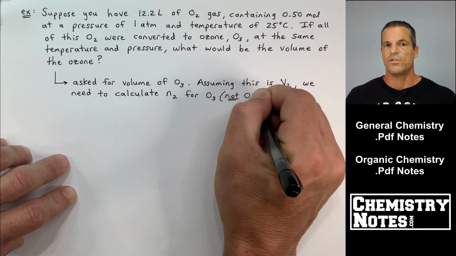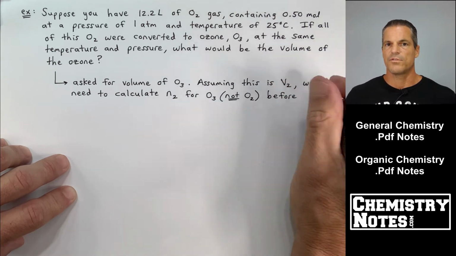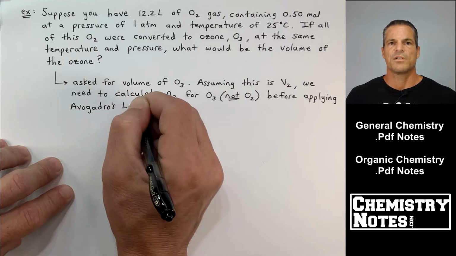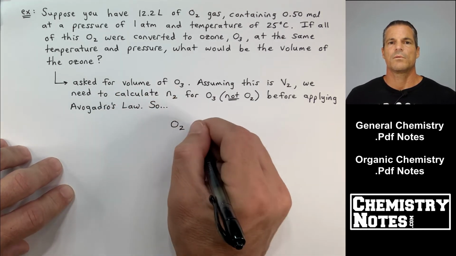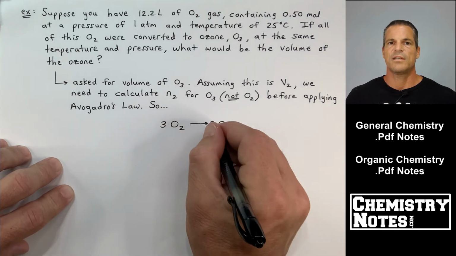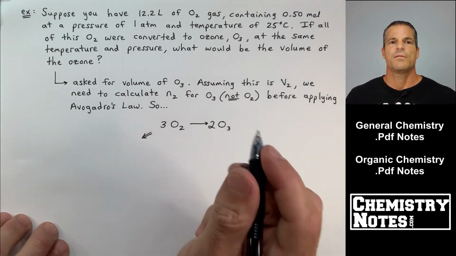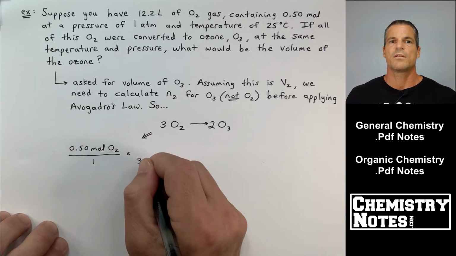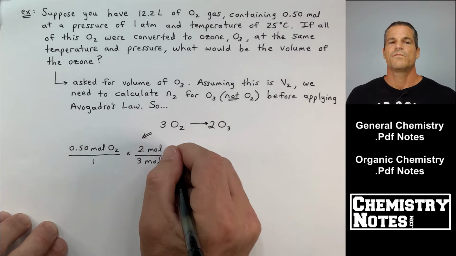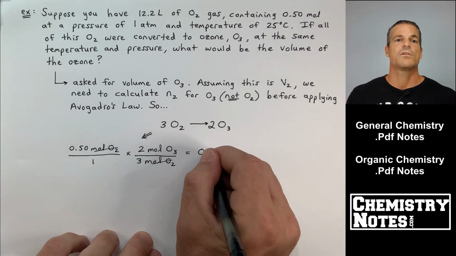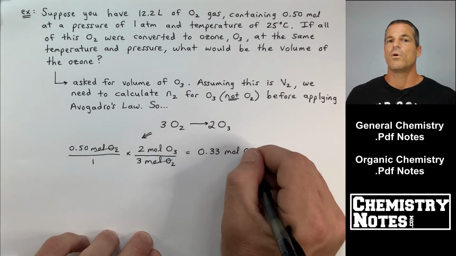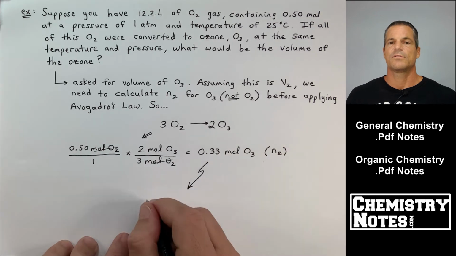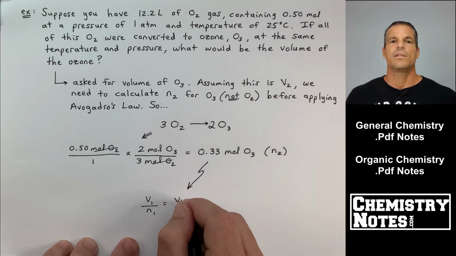Assuming this is V2, we need to calculate N2 for O3, not O2. So before applying Avogadro's law here, we have to do a simple chemical reaction, balance it, and we're going to start with what we're given, put it over 1 because we do assume all the O2 is converted. 0.50 moles of O2. For every 3 moles of O2 in the balanced equation, there are 2 moles of O3, 0.33 moles of O3. That's how much O3 we have at the end. So that's our N2.